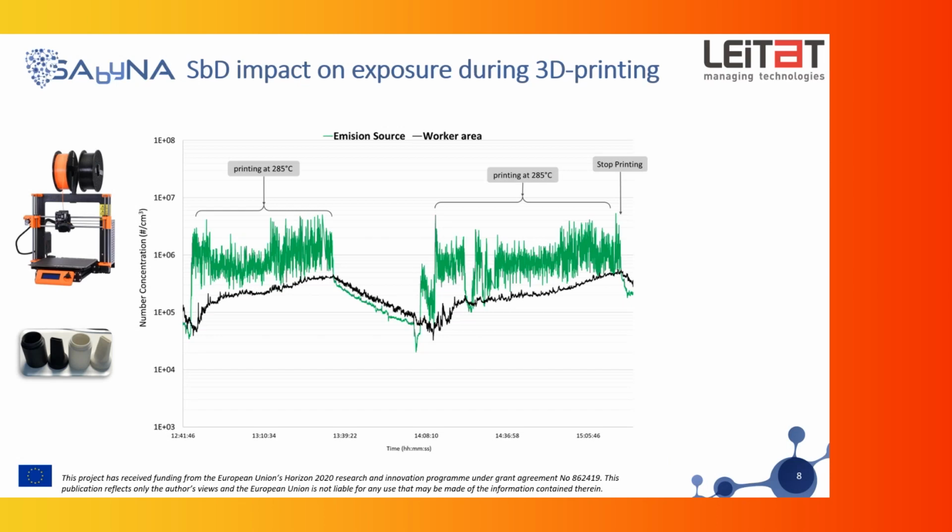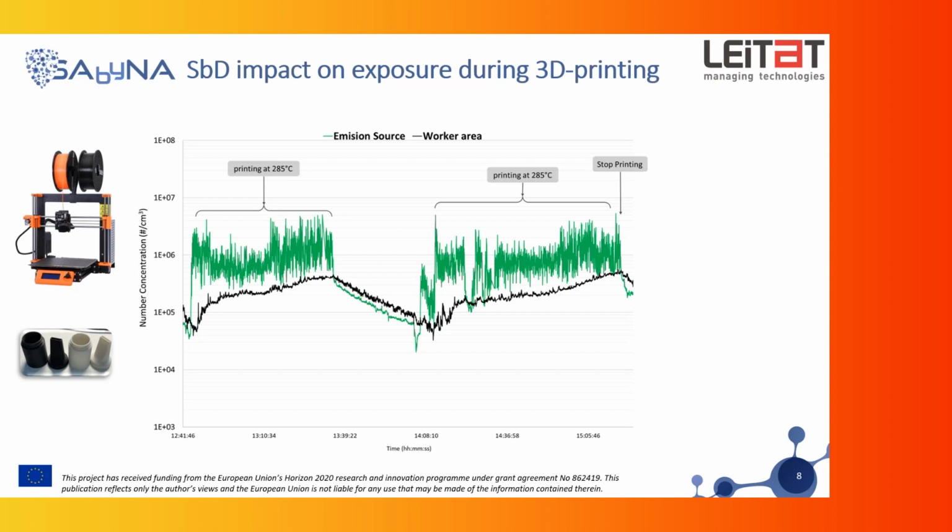Right, and this is kind of a practical application now of how these emissions might impact the inhalation exposure. Here we have an open printer, and this is a real case scenario where we simultaneously monitored the emissions at the emission source and then in the worker area. You might consider this as near field and far field. With the green, we have the near field, with the black, the far field. And we see a clear impact of the emissions as fugitive emissions, that they can impact the inhalation exposure of other workers doing other activities some meters away in the same area.